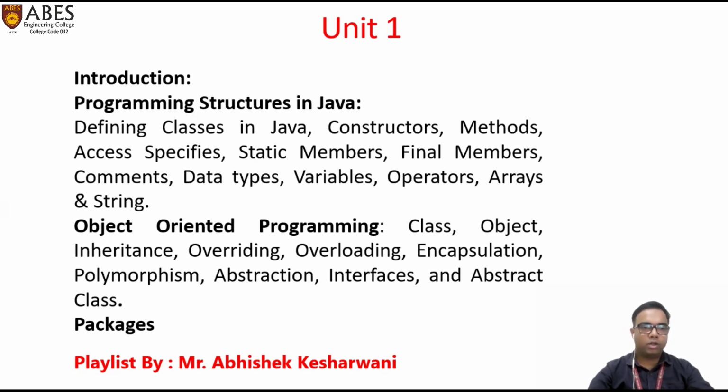In the next section, we are going to discuss the programming structures. In this programming structure in Java, we are going to discuss how we can define classes in Java, what the constructors are, how you can access the methods, what the different access specifiers like public, private, protected, and default are, how you can declare any member as static, what the final members are, how you can place comments in a Java program, what different data types are available in Java, variables, operators, and the arrays and strings.